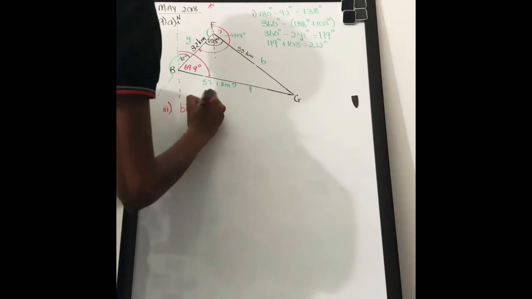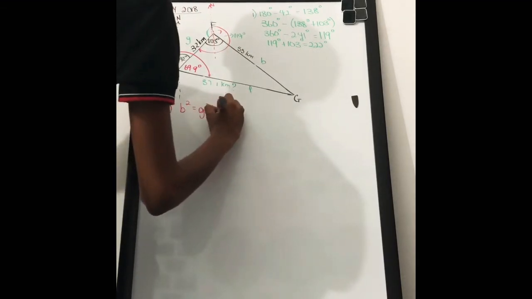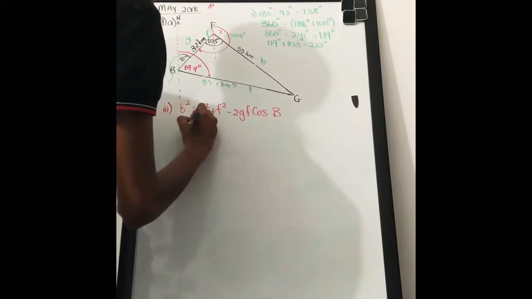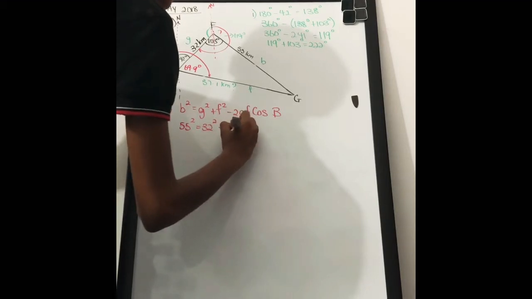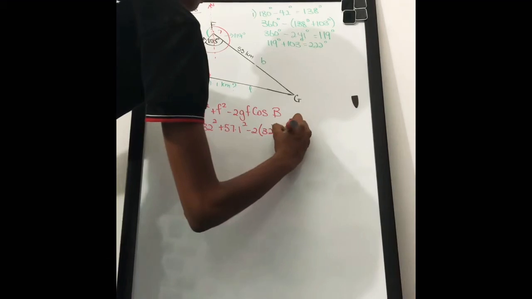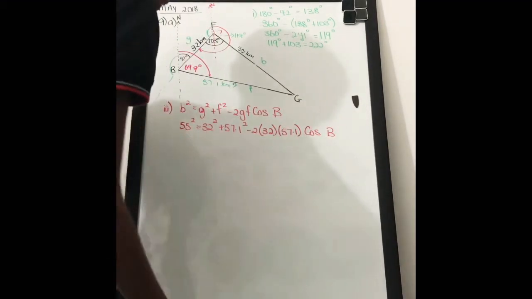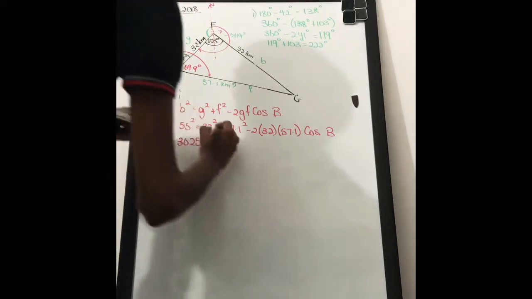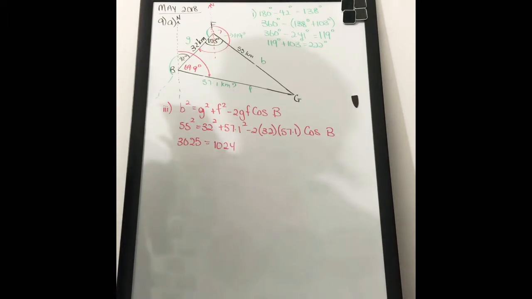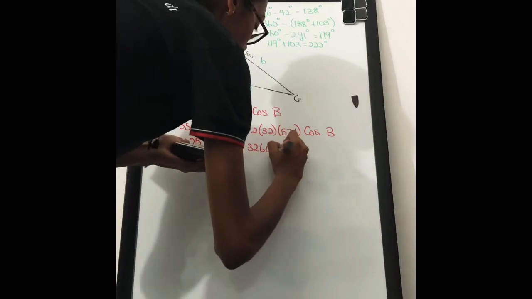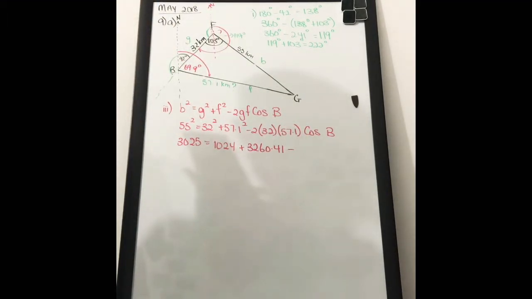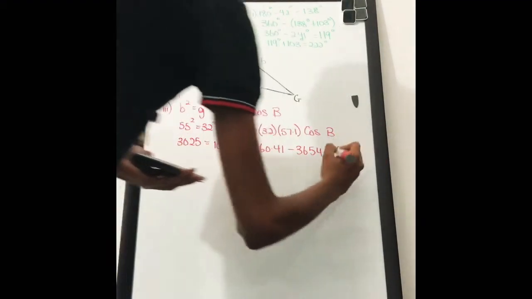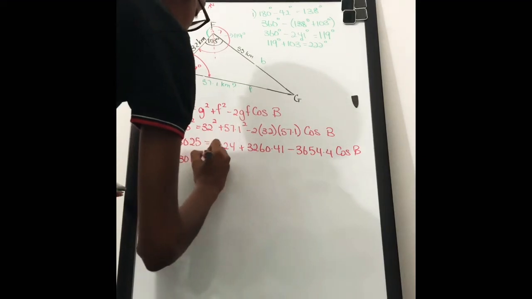So we have B squared is equal to the sum of the other two sides squared, which is G squared plus F squared minus 2GF cos of capital B. B was 55 squared, G is 32 squared, F is 57.1 squared, minus 2 times G, which is 32, times 57.1, cos B. Okay, so 55 squared is 3025, 32 squared is 1024, 57.1 squared is 3260.41, minus 2 by 32 times 57.1 would give us 3654.4 cos B.